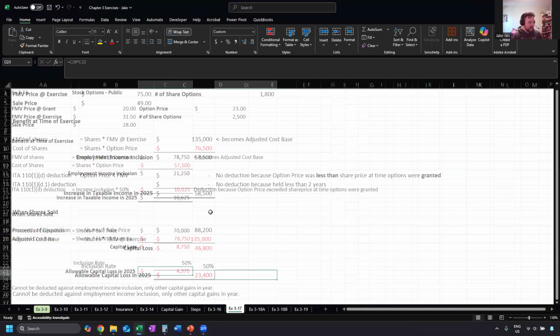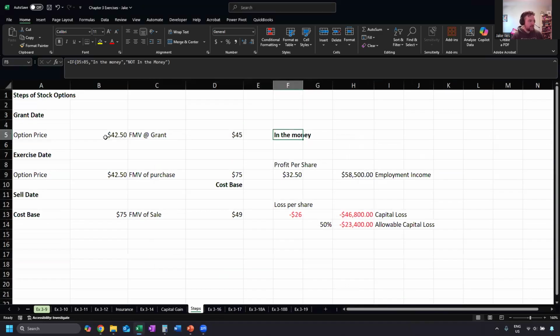So I have the breakdown here, but it's similar to these steps. $42.50 was the option price, but they were valued at $45. So as soon as they're granted, we are in the money. Since we're in the money, we get no deduction. The option price, we paid $42.50 on the exercise date, but we got back $75. So for every share, we made $32.50.